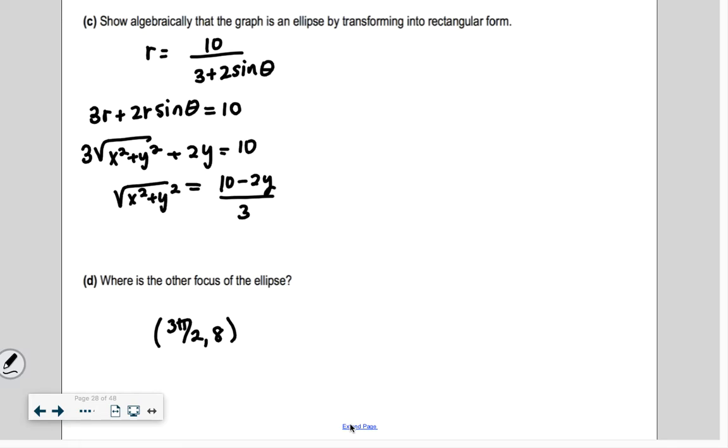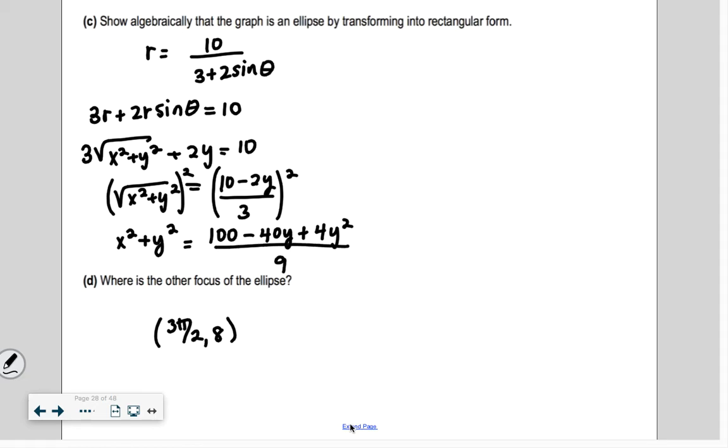So I have the square root of x squared plus y squared equals 10 minus 2y all over 3. And we square. So we get x squared plus y squared is equal to, and we FOIL it out. So we're going to have 100 minus 40y plus 4y squared all over 9.